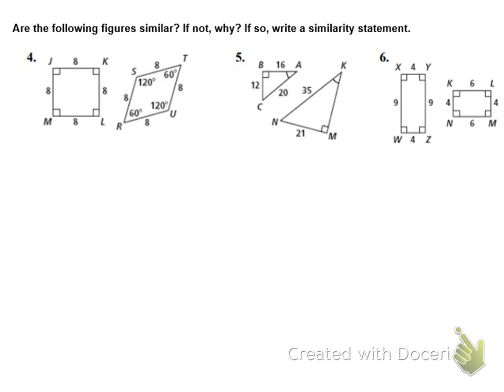You'll have a section like this as well. Are these similar? If not, why? If so, write a similarity statement. What do we know about the angles in similar figures? Good. The corresponding angles are congruent. And then what do we know about the sides? They are proportional. I'm just going to abbreviate. You have it at the top of your page. You highlighted it already. So we're going to go through these and decide if they're similar. If not, we're going to explain why they're not. And if so, we're going to write a similarity statement.